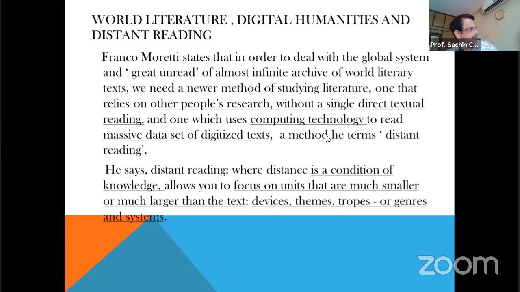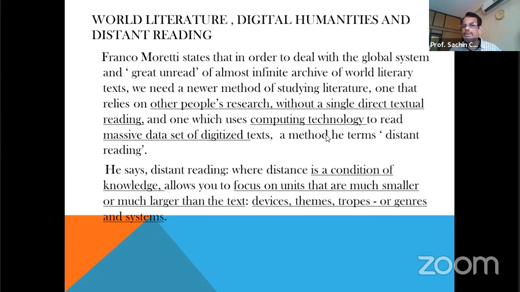So Moretti argues that in order to deal with the global system, and I'm coming to the end of my presentation, the great unread, the almost infinite archive of world literary texts, we need a new method of studying literature, one that relies on other people's research without direct single textual reading. It means you are also reading criticism about a novel in the Chinese language, secondary research. So you're not directly researching Chinese literature, but you're reading criticism on Chinese literature.